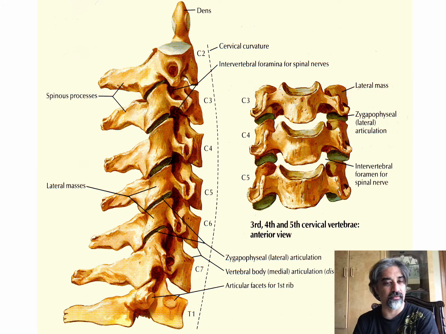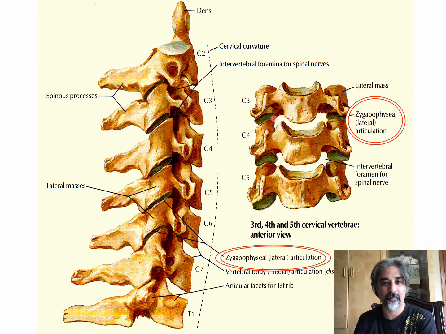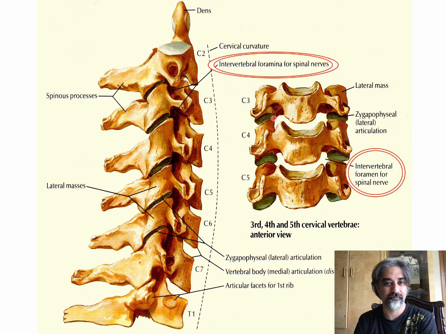Here's another view of the facet joints. If you look over here, very easy to see the inferior articular facet and the superior articular facet articulating to create the facet joint. Here are the facet joints in the AP view. And the intervertebral foramina are just anterior, as we said, and now we're going to talk about them.